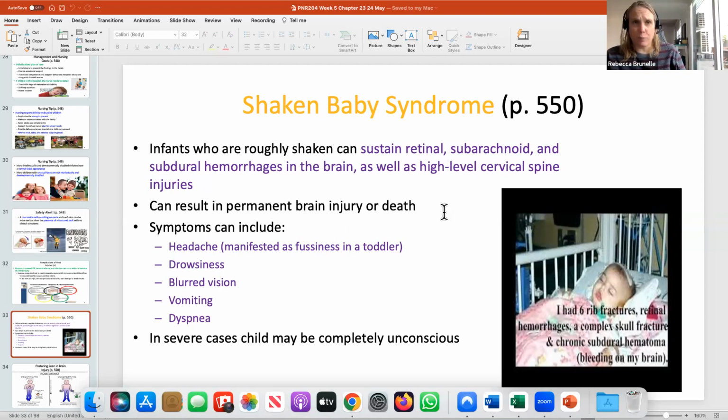This is a serious problem. It can cause permanent brain injury or death. So you need to make sure that you're educating parents well. If they're frustrated at all, it's always better to put the baby in a safe place and just walk away than it is to continually be in the room with the kid that's screaming. So try to give parents resources, tools, and tips for not getting to the point that they just pick the baby up and shake them.